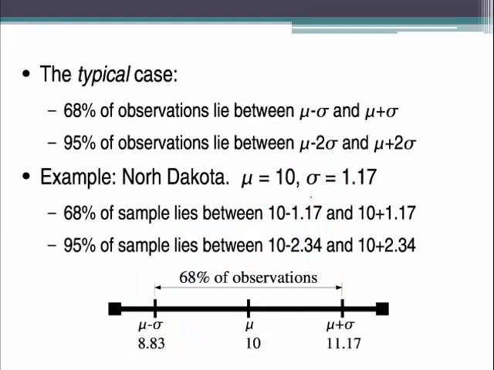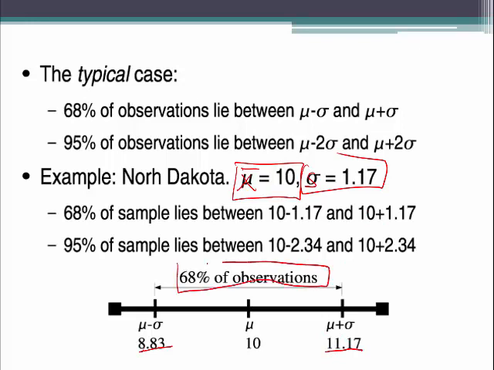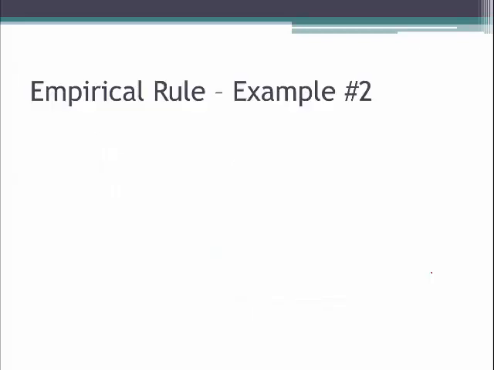All right, and you can see this here with the example with North Dakota, just to put some numbers to it. The mean was 10, the standard deviation was 1.17. So what you're seeing here is if you take the mean and you subtract away 1 standard deviation, you get 8.83. If you take the mean and you add 1 standard deviation, you get 11.17. And what we're saying here then is 68% of observations should fall between 8.83 and 11.17. Just like that.